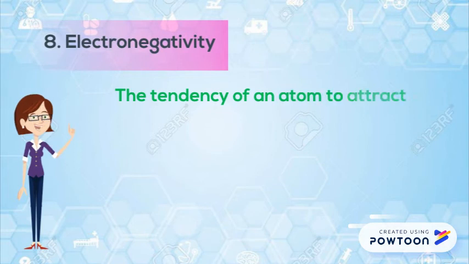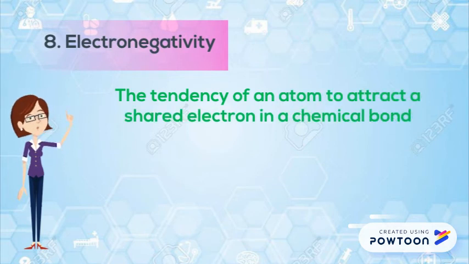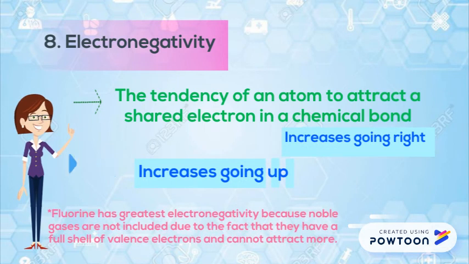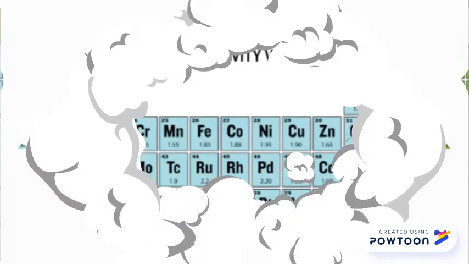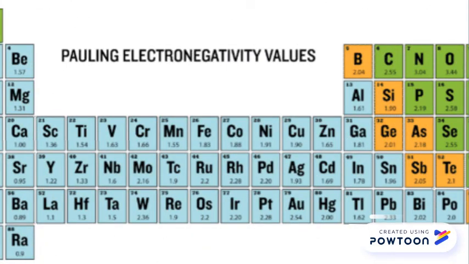Number 8, electronegativity, which is the last trend. It is the tendency of an atom to attract a shared electron in a chemical bond. It increases going right because there are more protons in the nucleus attracting the outer electrons. It increases going up because there are fewer energy levels of electrons shielding, repelling new outer electrons.